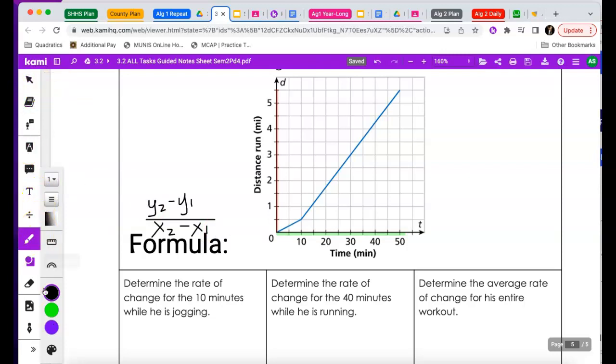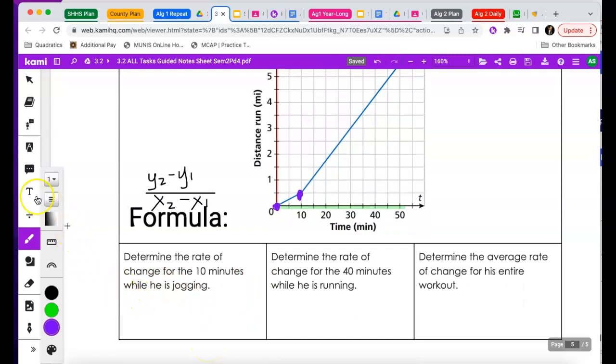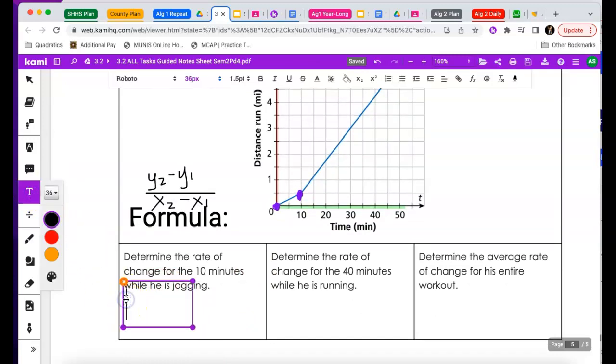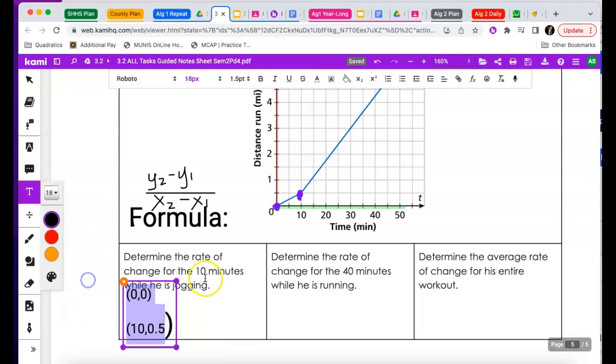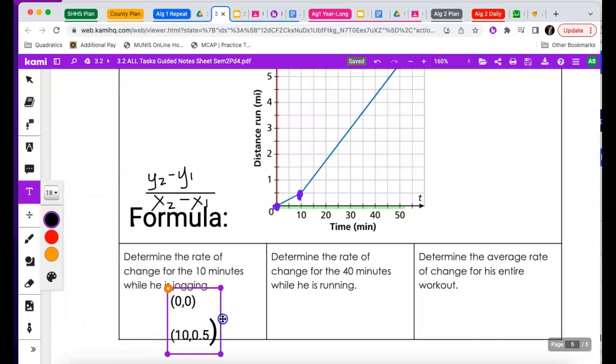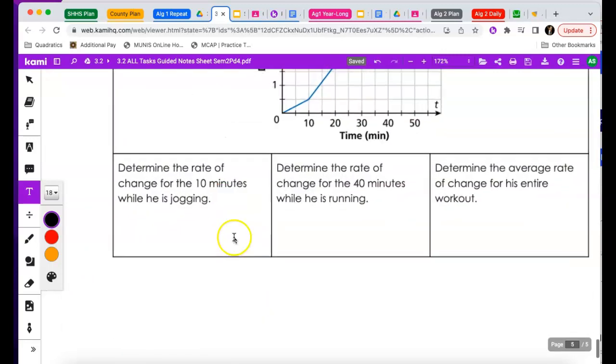So we're going to look at this point right here, so (0, 0), the start of his workout, and then after the first 10 minutes. So it looks like after 10 minutes, he jogged about a half a mile. So he starts at (0, 0), and then after 10 minutes, he's at about a half a mile. All right, so we'll use those 2 points and we'll plug that into the formula.